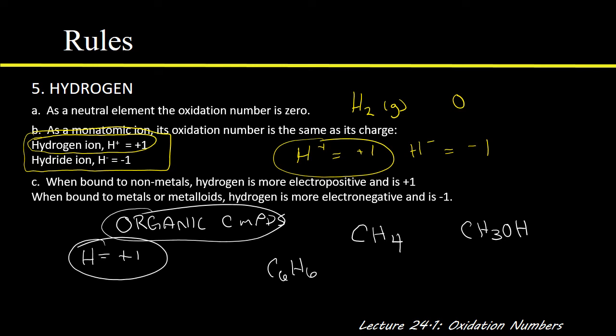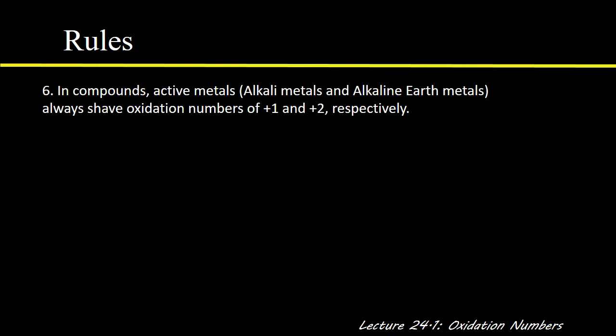All right, almost done. Two more rules. And this is an easy one. In compounds, active metals, that means everything in group 1 and 2, alkali metals and alkaline earth metals, always have oxidation numbers of +1 and +2, respectively.